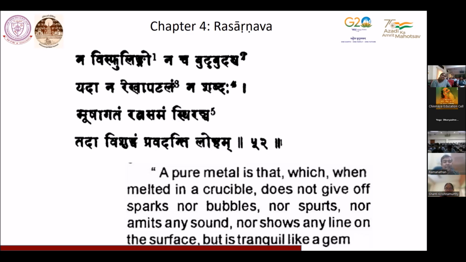Now, how to be sure that the metal you have got is a pure metal? It prescribes certain tests. It should not be bubbling as it cools down: "Na vispulingo, na cha budbudascha." Once it has cooled down, if you scratch it, it should not have any lines forming on it: "Na rekha patalam." If you hit it, it should not be sounding. So there are several tests prescribed by which you can repeat those tests and be confident that what you have obtained is a perfectly pure substance that is meant to be obtained.